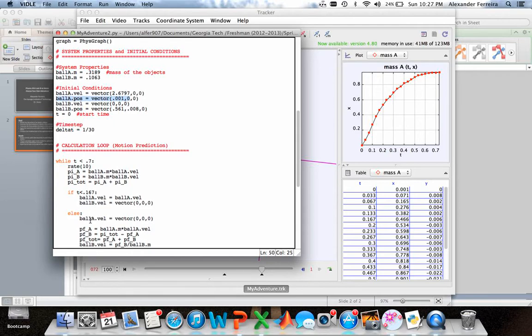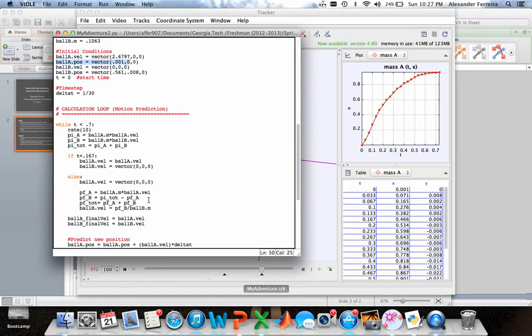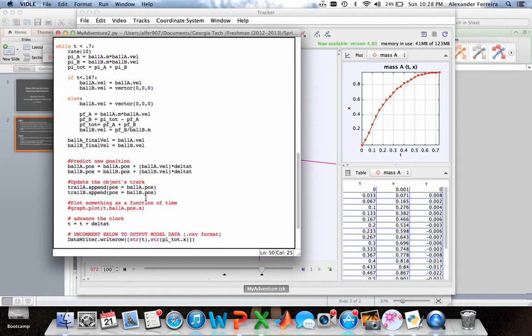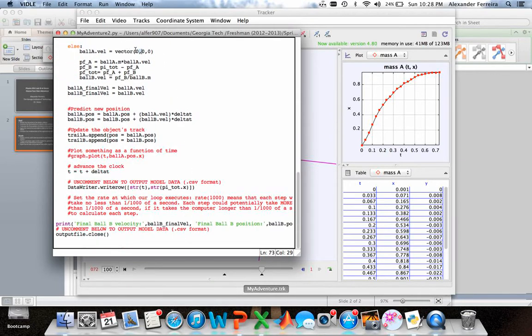However, if that's not the case, we're going to use the momentum principle to calculate the final velocity of object B, and we'll assume that object A comes to a complete stop, therefore having 0 velocity. We do that by saying that the final momentum of the system is equal to the initial momentum, or the final momentum of object A plus the final momentum of object B. We'll calculate that by saying the final momentum of object B equals the initial total momentum minus the final momentum of object A, and that is the momentum principle.